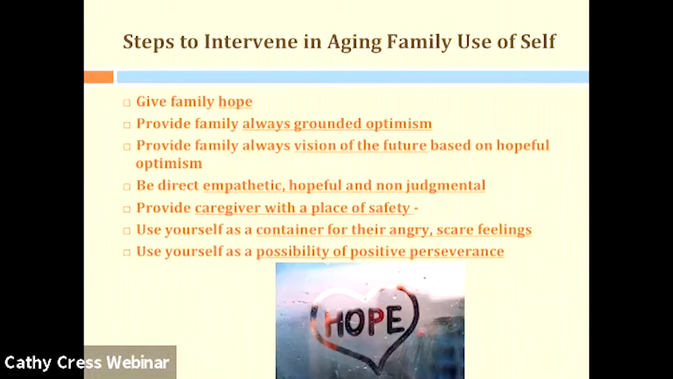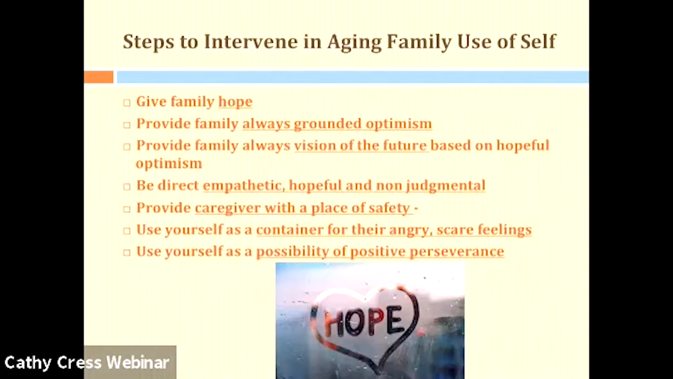You have to be directly empathetic yourself as a geriatric care manager, hopeful, and show them that, and non-judgmental, which means objective. You have to provide the caregiver with a place of safety for them to be able to tell you all the things that were difficult in the relationship with the father. And we'll talk a little bit more about that in the next slide, and the last one.